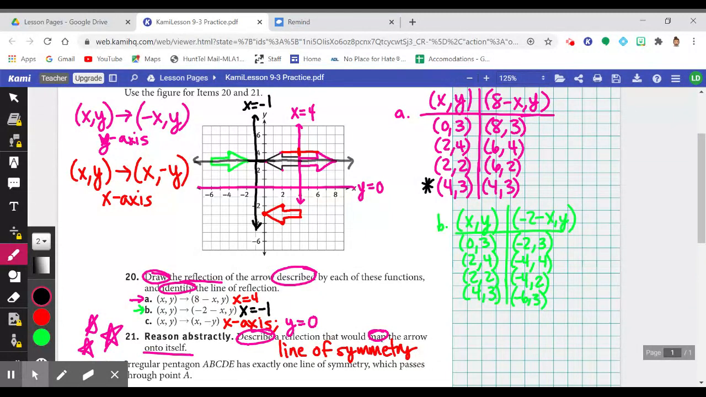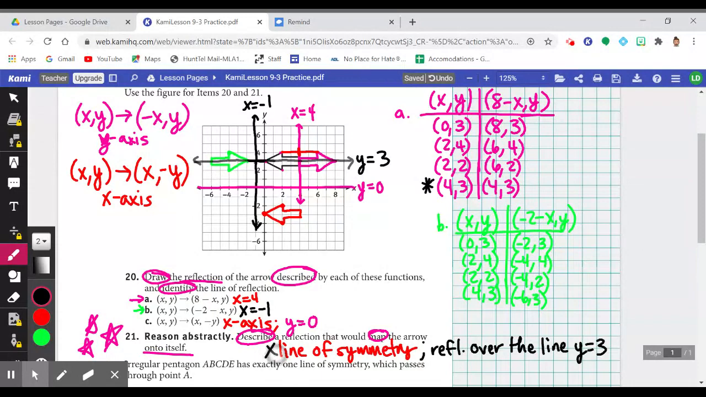So the question is, what is the equation of this line that I just drew? Well, a horizontal line is y equals some number, like we saw with the x-axis, it's y equals 0. So what does y equal at every single coordinate on this line? Well, y equals 3. So we could say that a reflection over the line, or across the line, y equals 3 would map the arrow onto itself.